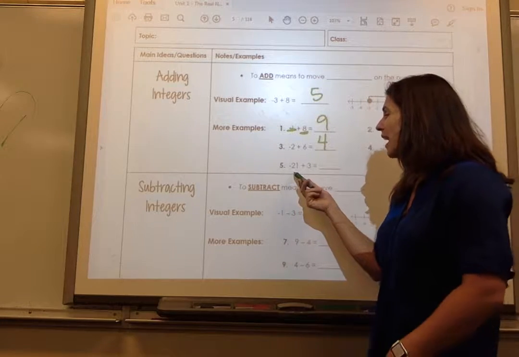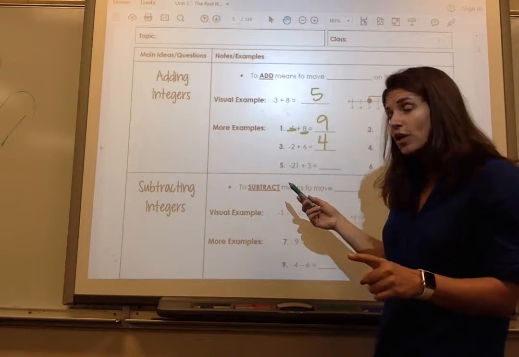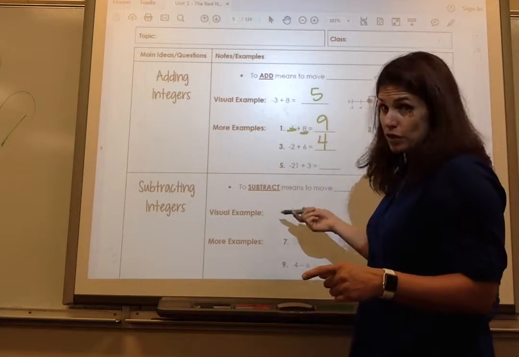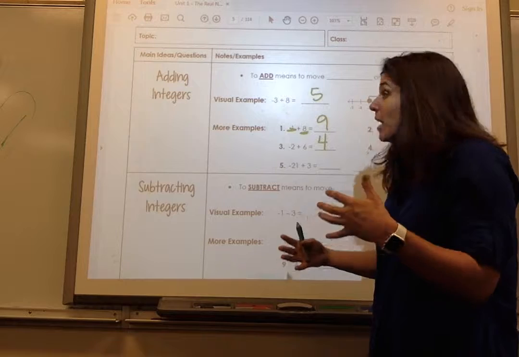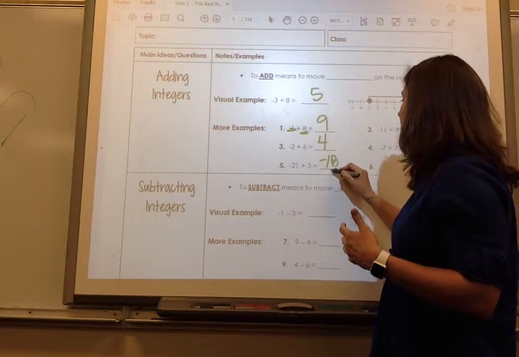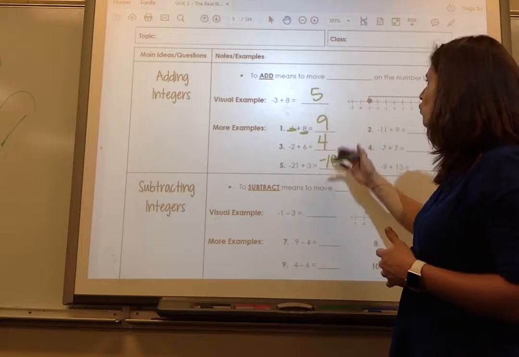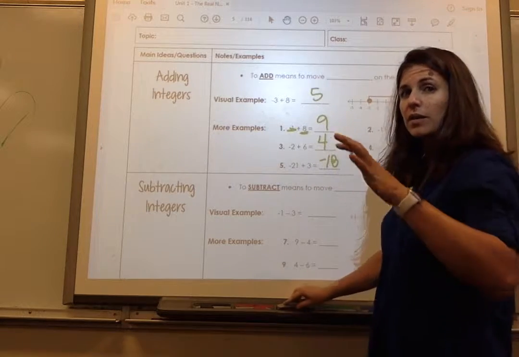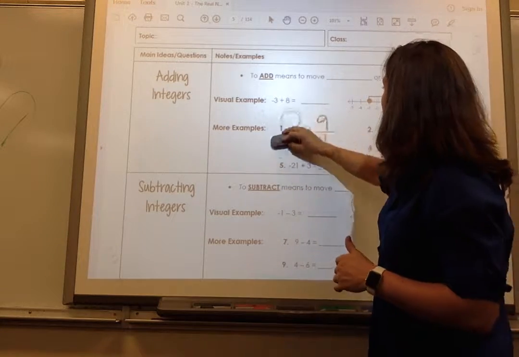On number 5, you got negative 21, so that would be 21 red chips and 3 yellow chips. You have more red chips. How many more red chips do you have? Well, you have negative 18. If you struggle with this, let me know and we can go over that in tutoring together.